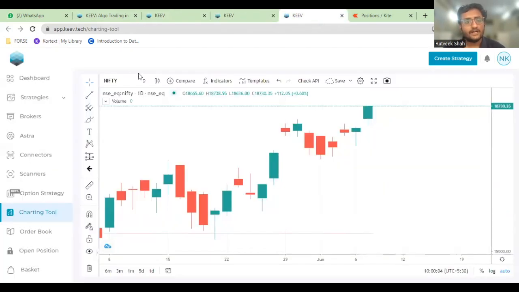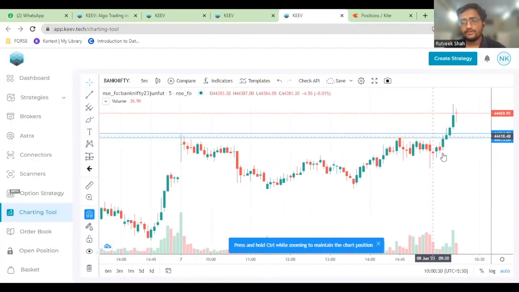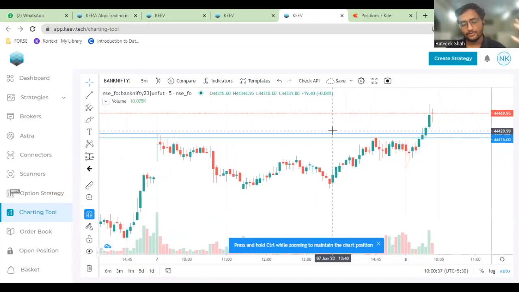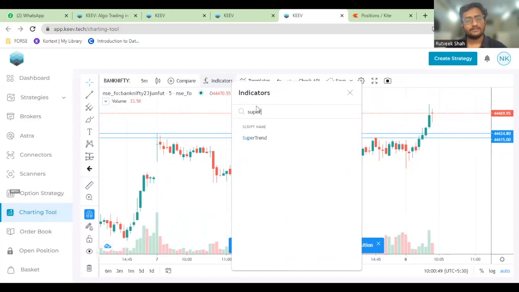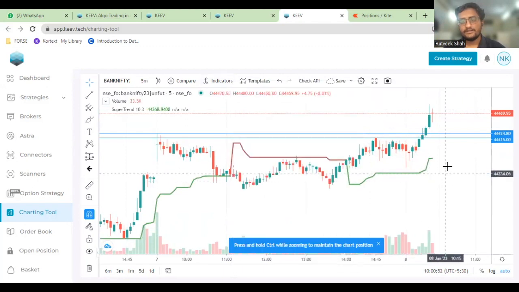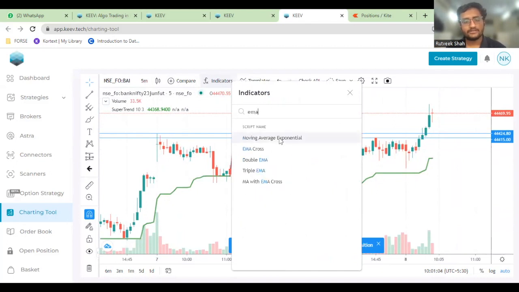Let's check the chart once again. As we saw today, Bank Nifty gave this breakout. Even from a beginner point of view, we can see that there is a possibility of a pullback here. We will try to check that with indicators as well. If we put Supertrend, we can see that the Supertrend is around 44,300. Supertrend is a simple, but at the same time, a very important indicator to show how the momentum is going. We'll also cross-check it with the EMA.